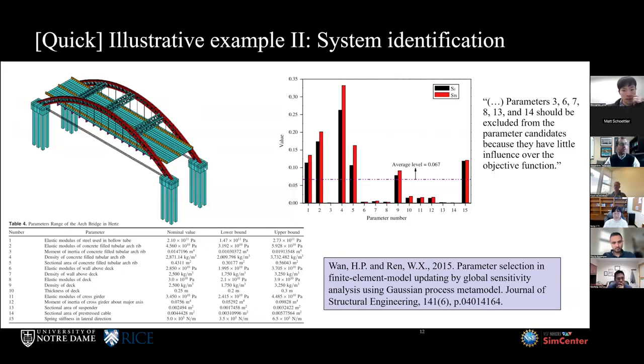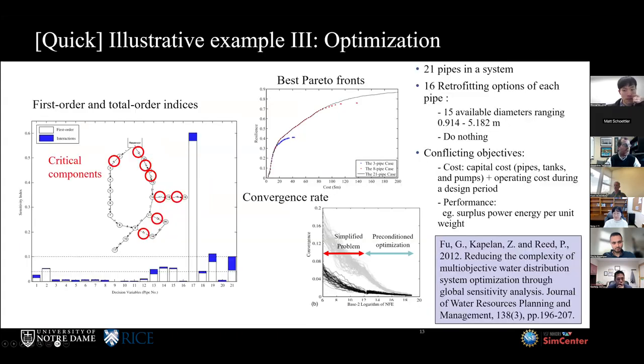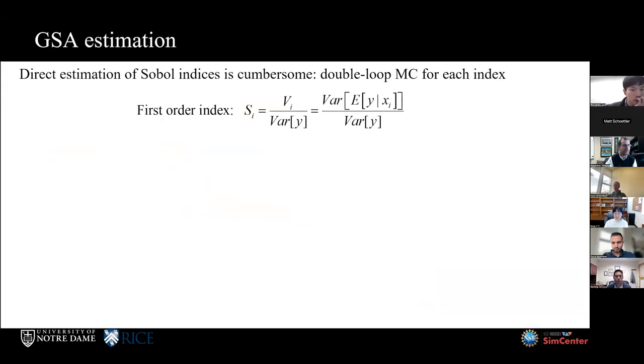This is a multi-objective optimization problem of a pipe network. By doing some sensitivity analysis, you realize which are the important pipes. So rather than solving the full problem with slower convergence, I can just calibrate these pipes, and I will converge much faster to exactly the same solution, but with lower computational effort. So those are the gains that you can get.